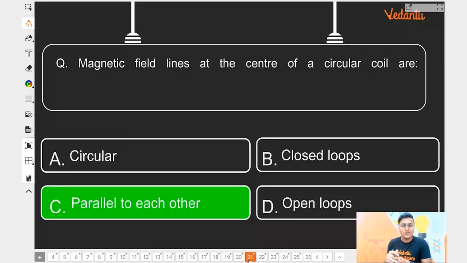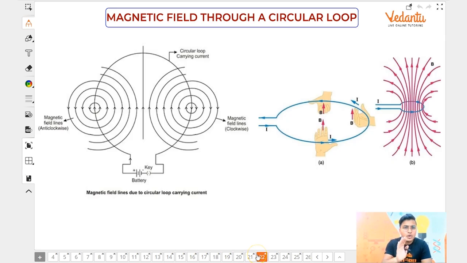The correct answer is obviously option C. Parallel to each other. Isn't that amazing? How can the magnetic field lines be parallel to each other? How can that happen? Let me show you how it happens. Look at the images in front of you. Now this is a circular coil which you see in front.